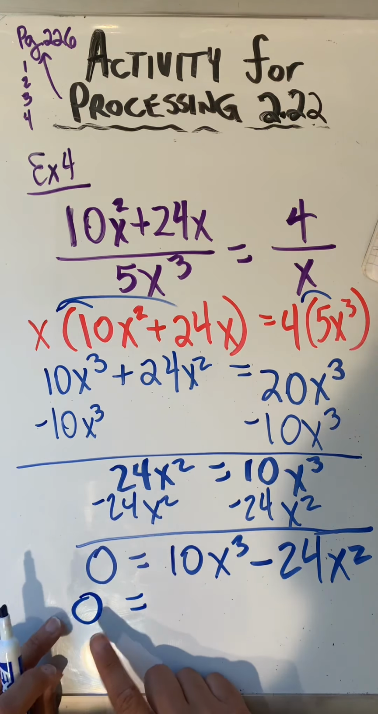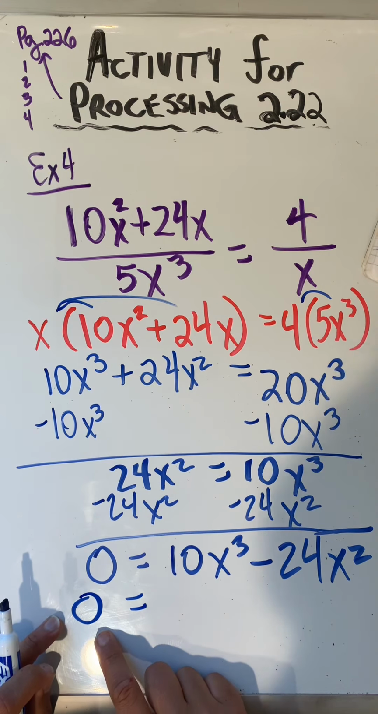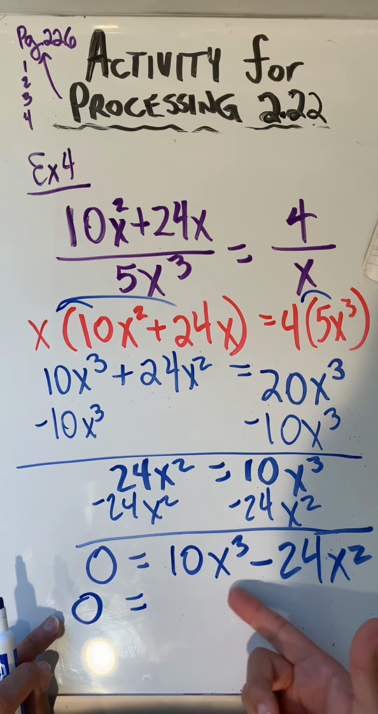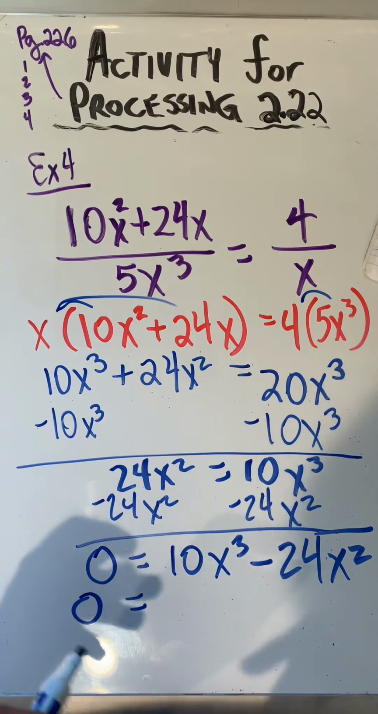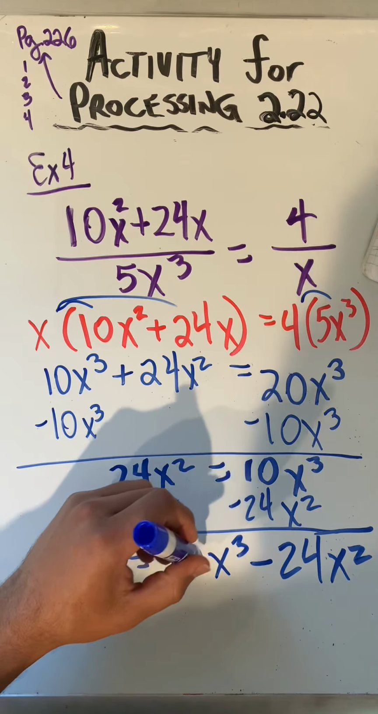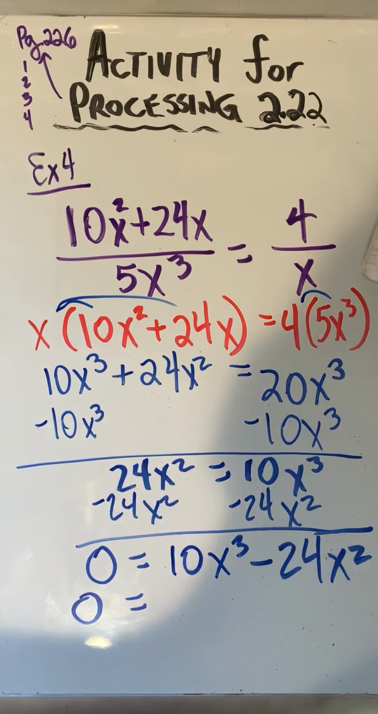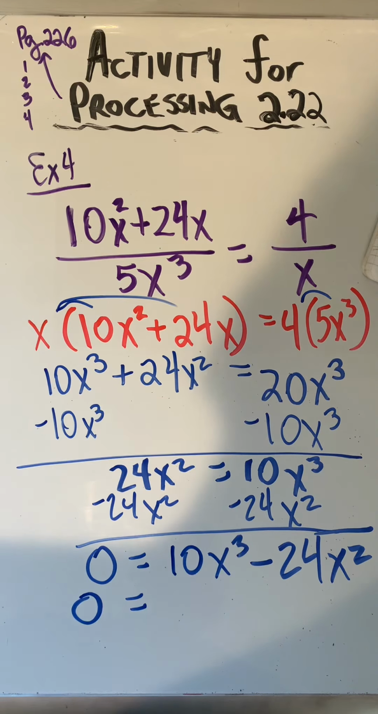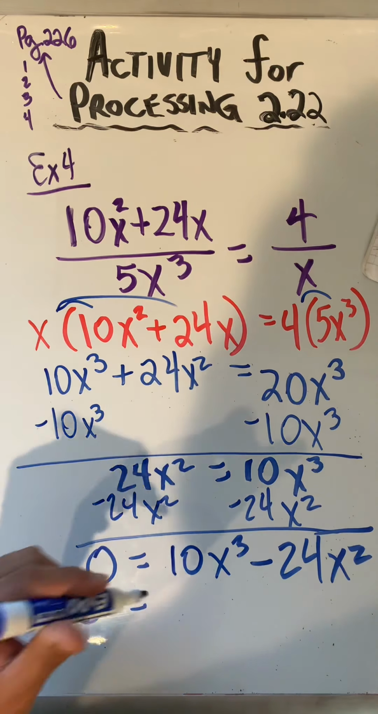So you're getting the hint that when you set a polynomial, whether it's quadratic or cubic, equal to 0, some factoring ensues, right? It's coming up. So what we're going to do here is we're going to look at 10 and 24 and think, what is a common multiple of 10 and 24? What can I divide 10 by that I can also divide 24 by? That number should be 2.